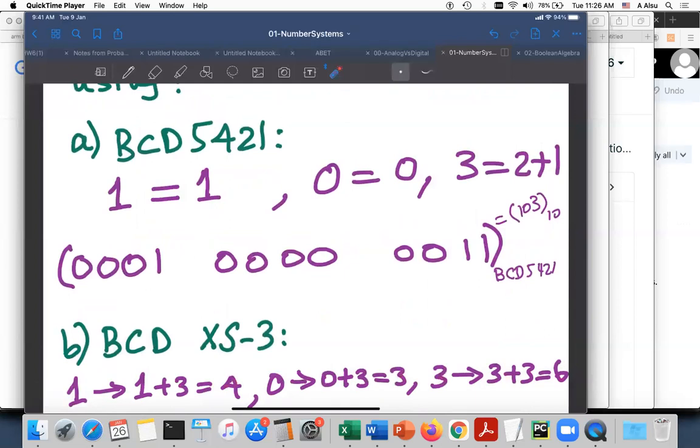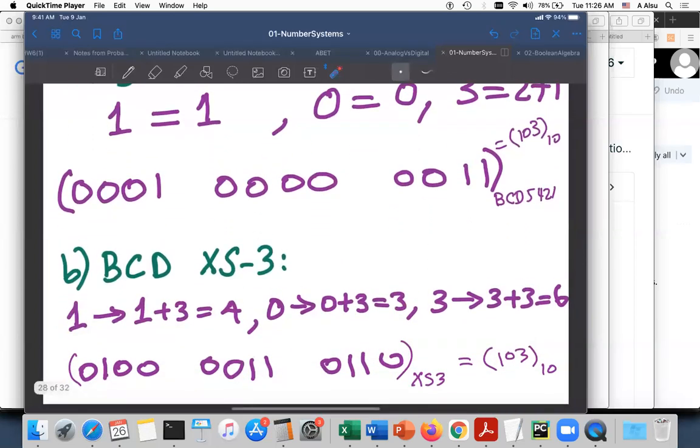Now, all we need to do is to find the 4-bit representation of these 3 decimal numbers, 4, 3, 6. The 4 is nothing but 0100, and then the 3 is 0011, and then the 6 is 0110. This is in excess-3, and this equals 103 in decimal.